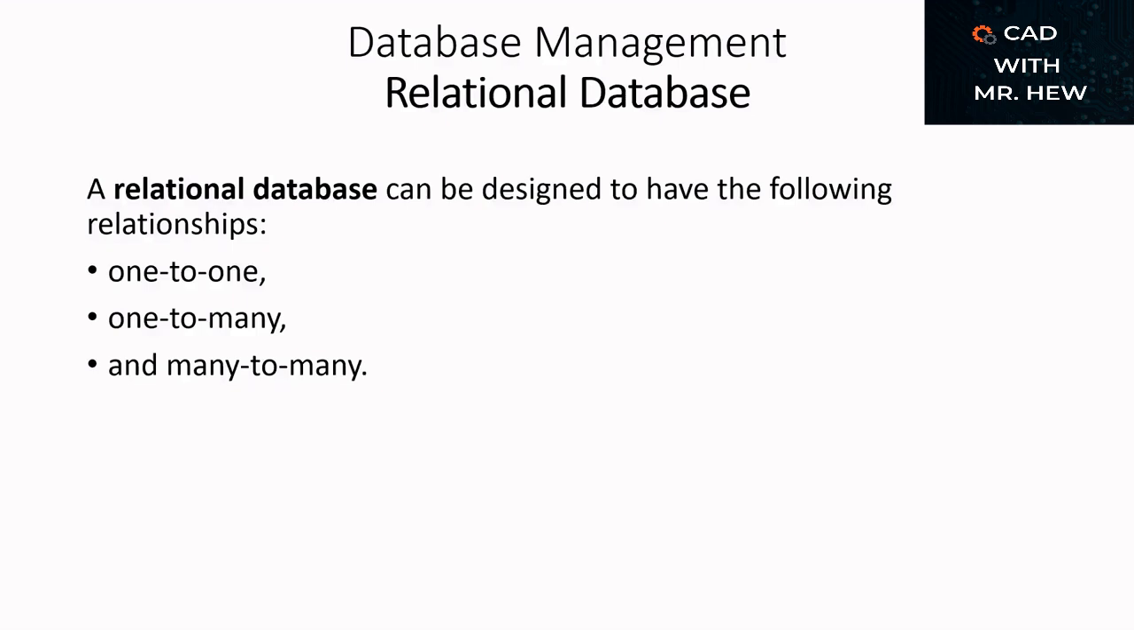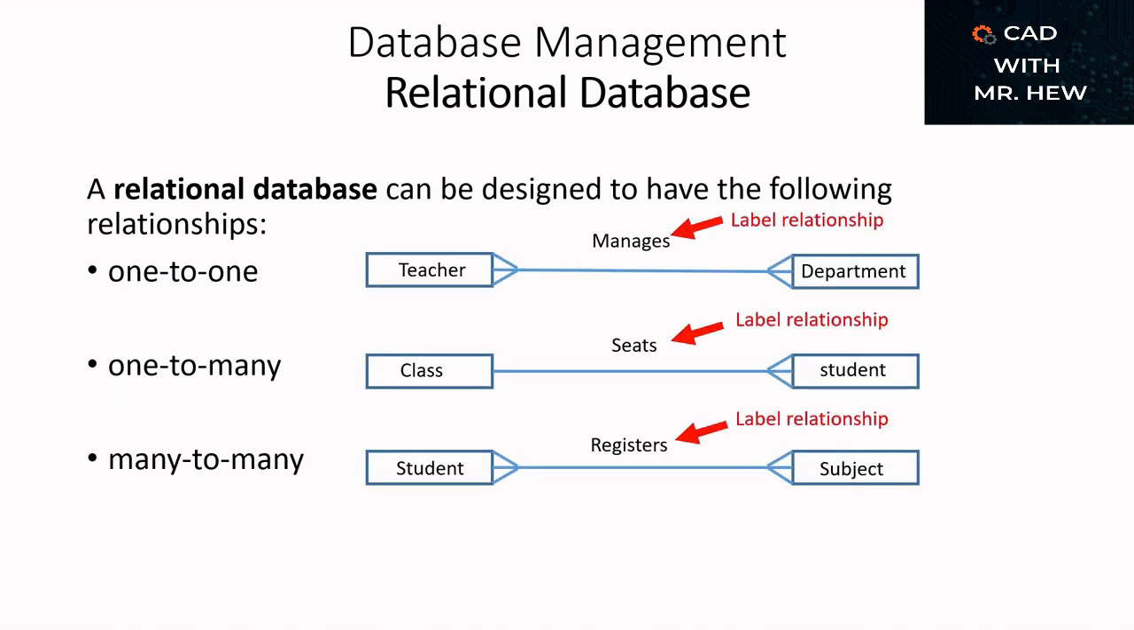In today's video, we're looking at the relational database. A relational database can be described as having the following relationships. You have one-to-one, one-to-many, and many-to-many. Now, in diagram form, this is how you can represent the different relationships.